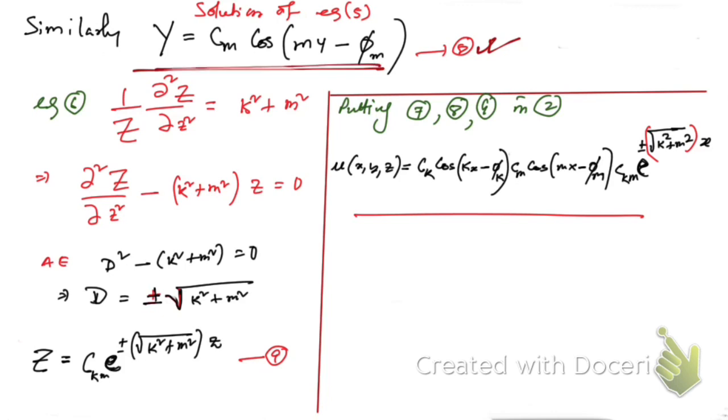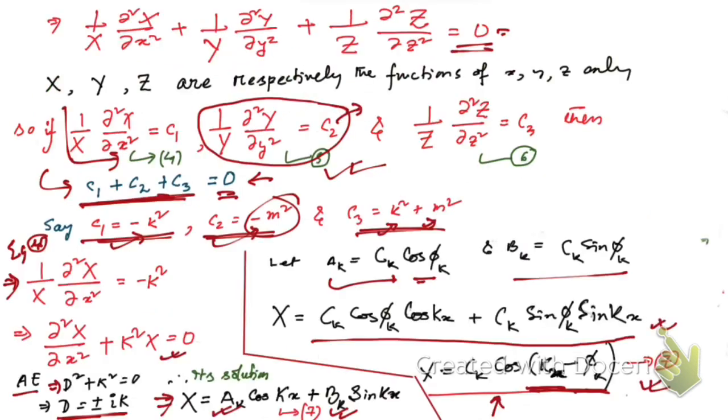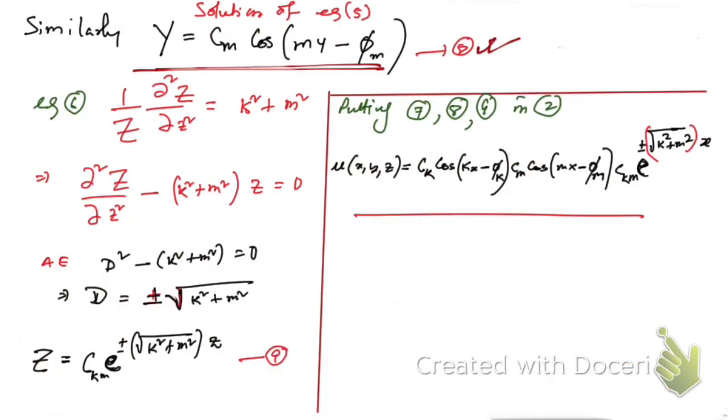This is the solution we're going to get. Here you see, we're going to put the values of those constants, as we are using a_k, b_k. So instead of c_k and phi_k, we're going to put c_m and phi_m, right? In the case of this equation, because we are taking c2 as minus m square, we're going to use m instead of k. So that's the only difference.